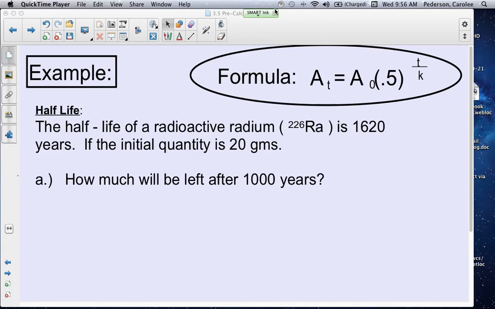This is 3.5 day 1 part 2. I would recommend that you write down this example. You're going to see an example or a homework assignment problem like this, and we're giving you the formula in the oval. So write down that formula, and then I'll explain what that formula means.